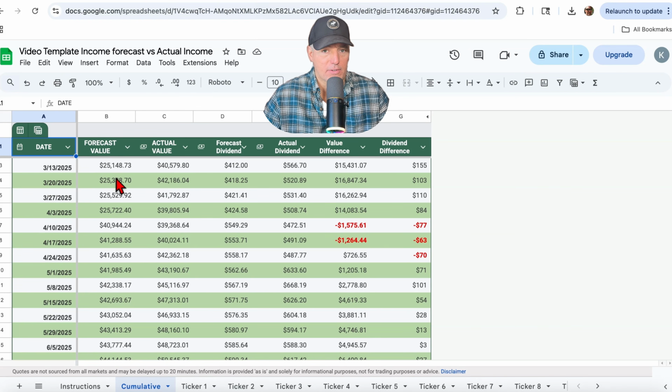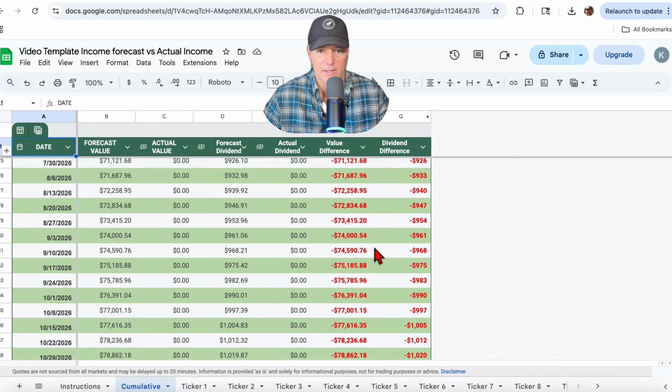Here's our forecasted value. Here's our actual value. And then it shows our forecasted dividend, our actual dividend, and the value difference. Again, the dividend difference. So you can see a positive number means actual is higher than forecast. We're getting a higher value and a higher dividend. As we come down here to the end.